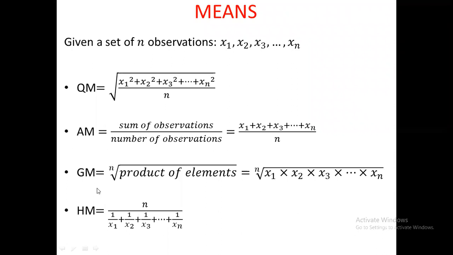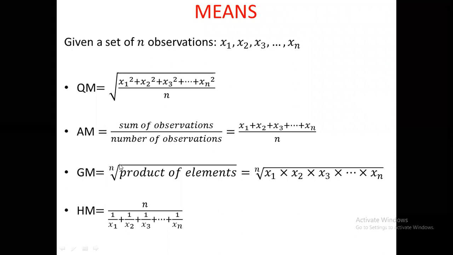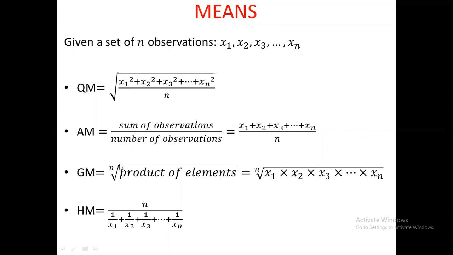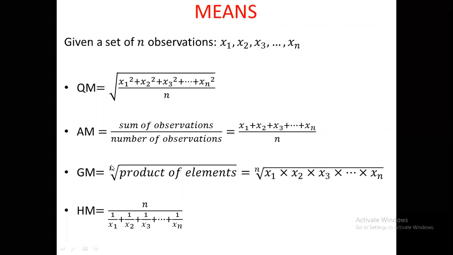Geometric mean is the nth root of the product of the elements. The nth root means the number of observations. That's what n is, the number of observations. So x1 times x2 and so on, you take the nth root of it, or we say all raised to the power 1 over n.